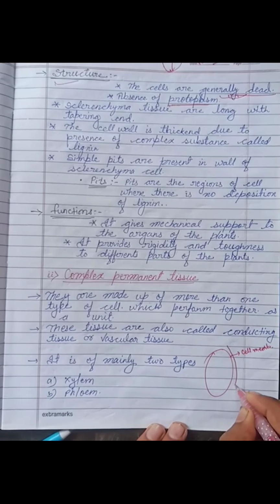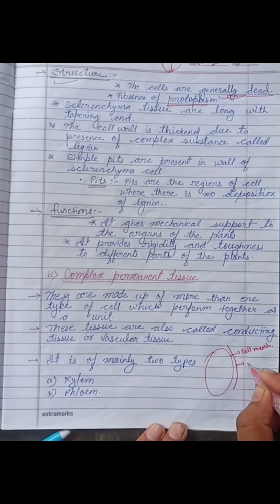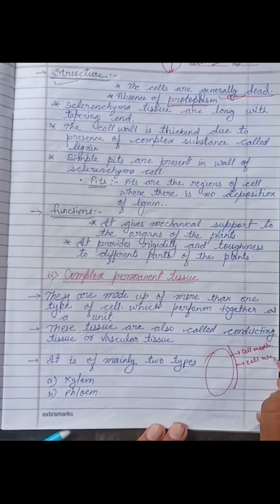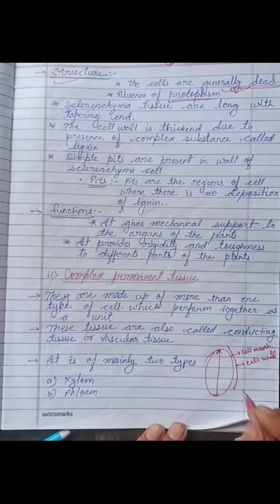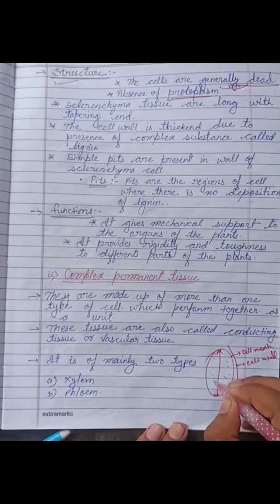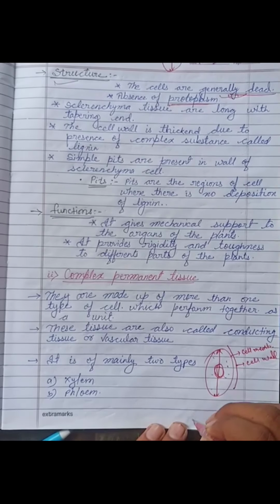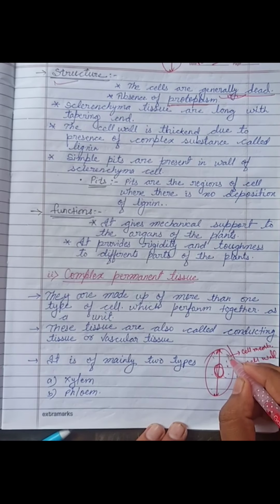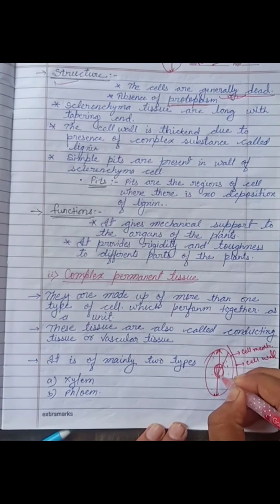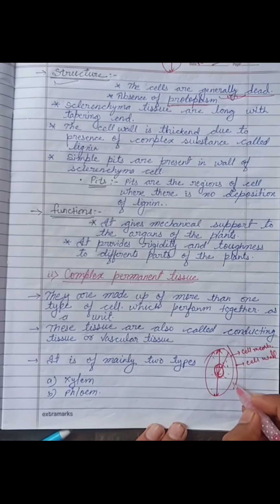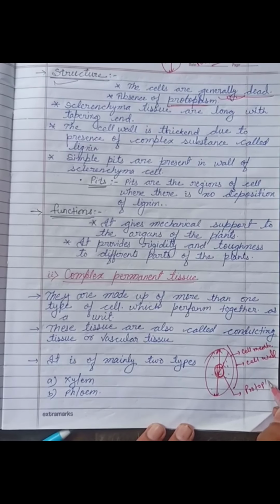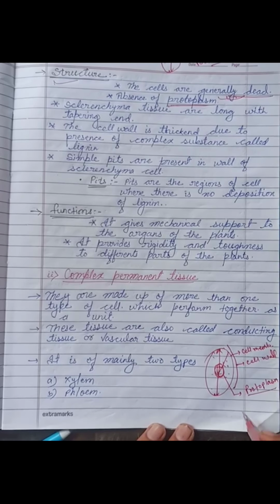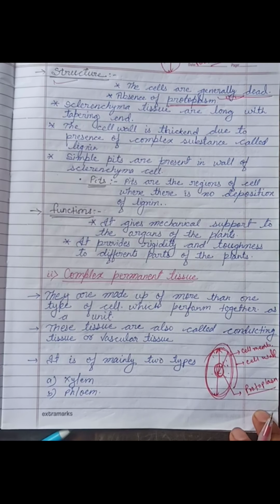And as you know, the outermost layer of a plant cell is the cell wall. Inside the cell membrane there is cytoplasm. It is cytoplasm and it has the nucleus. These two parts, that means cytoplasm and nucleus, are called protoplasm. Protoplasm is the living component of cells. Is it clear?